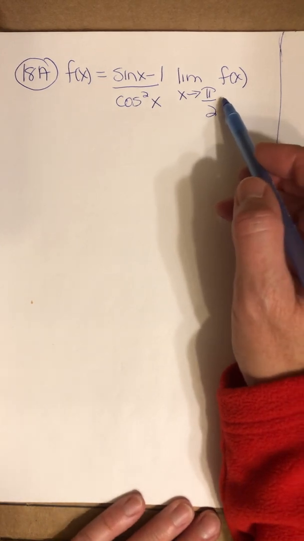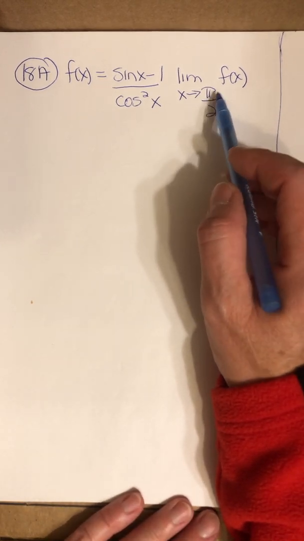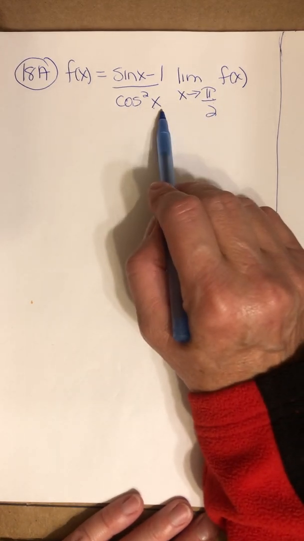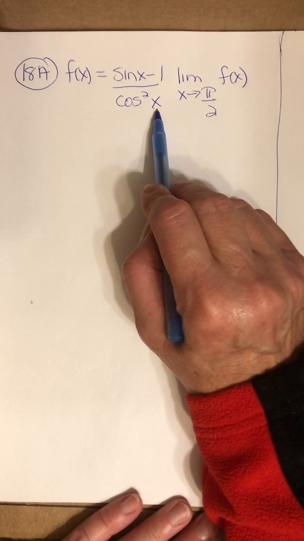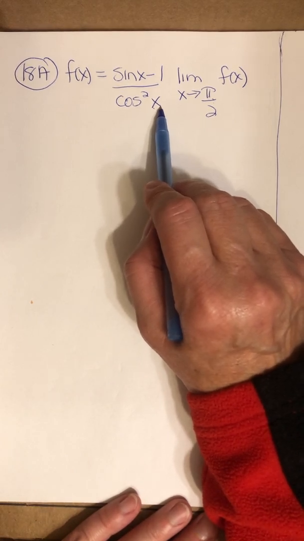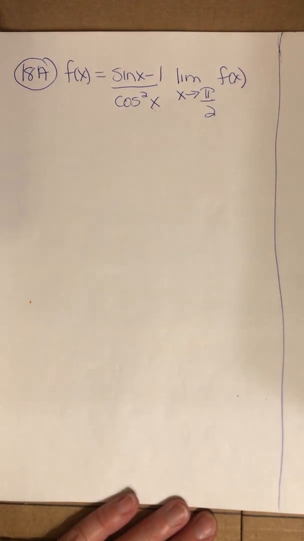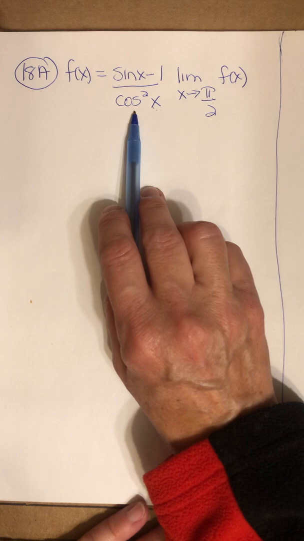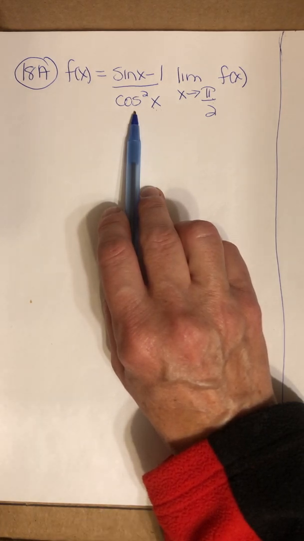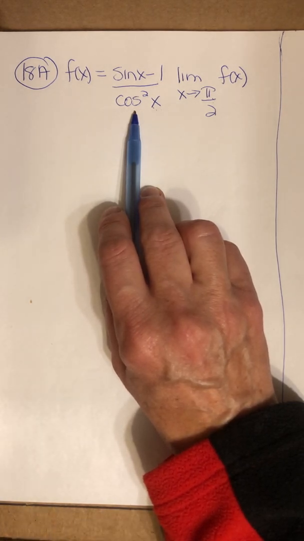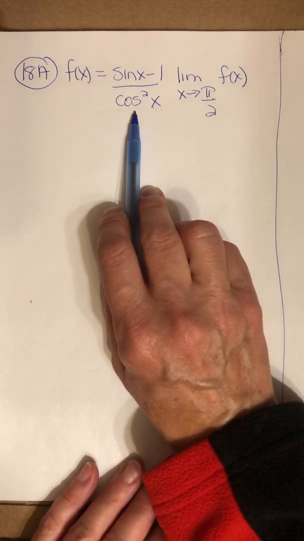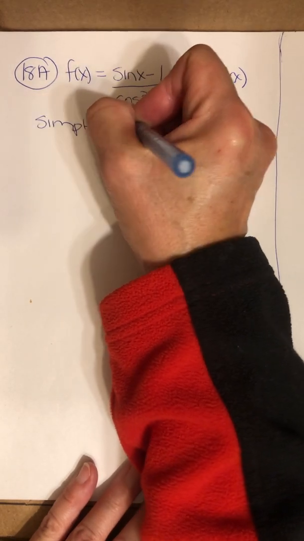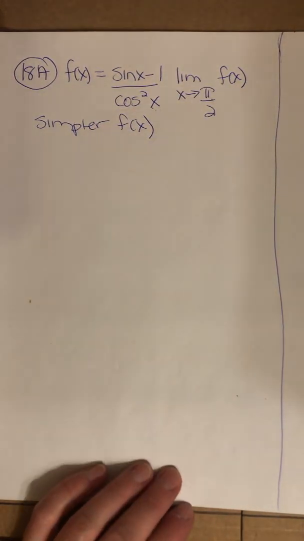So notice what's happening is if you try to check the limit using direct substitution, when you put pi over 2 in the denominator, cosine of pi over 2 is 0. So what they're asking you to do when you look at the functions that are available to you is see if you can write this function in a simpler way to evaluate the limit, or still not evaluate the limit if you can't use direct substitution. But they're just asking you to write a simpler function is what they want from you.